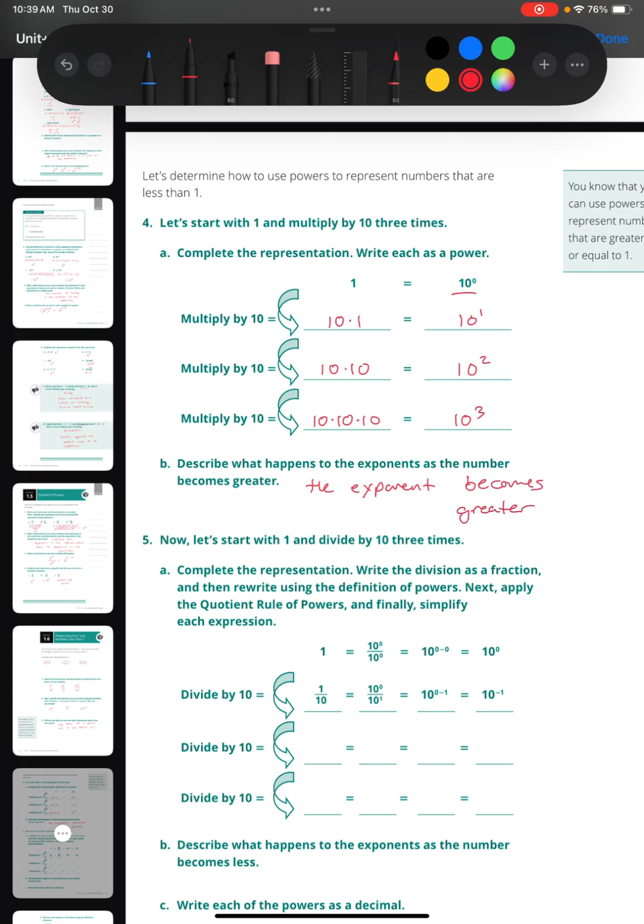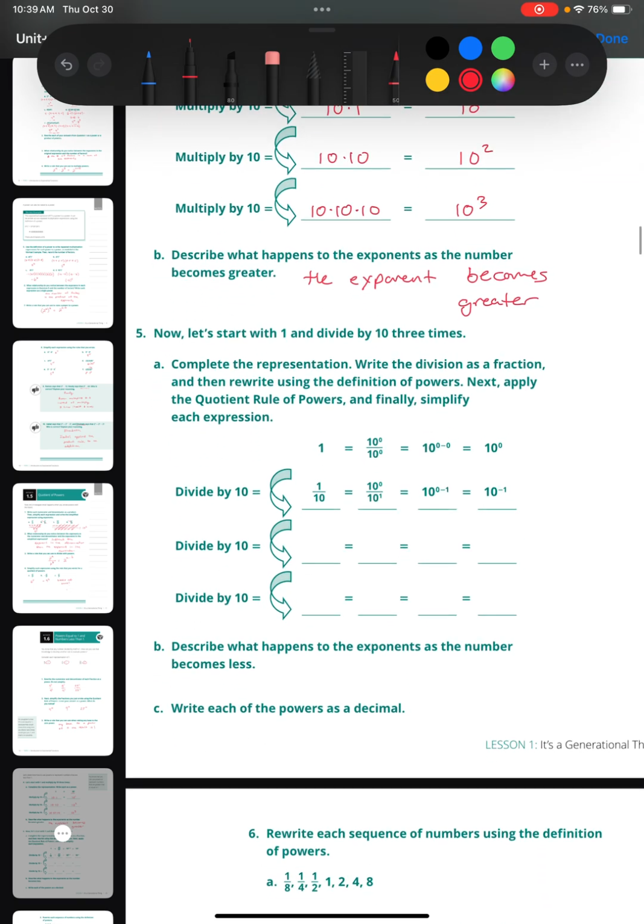And then we could go the opposite way too. What if we divided by 10? So if we start out at 10 to the 0, which is 1, and we divided that by 10 like it's showing in the first row, we get 1 over 10. So we could think of that as 10 to the 0 over 10 to the 1. And if we follow our subtracting our exponents rule, when we're dividing with the same base, that ends up as 10 to the negative 1.